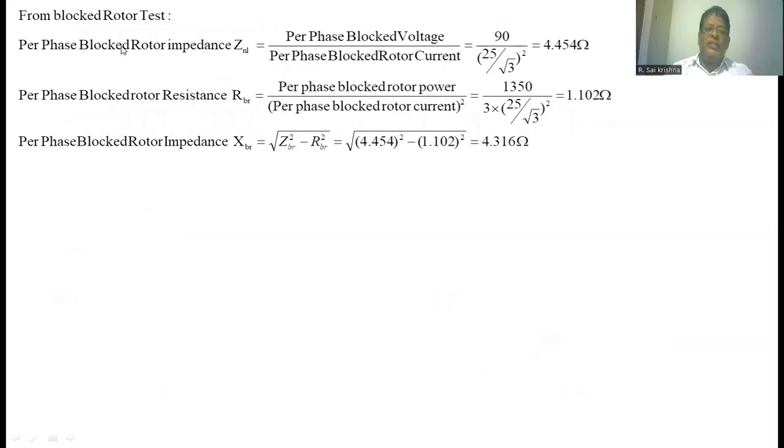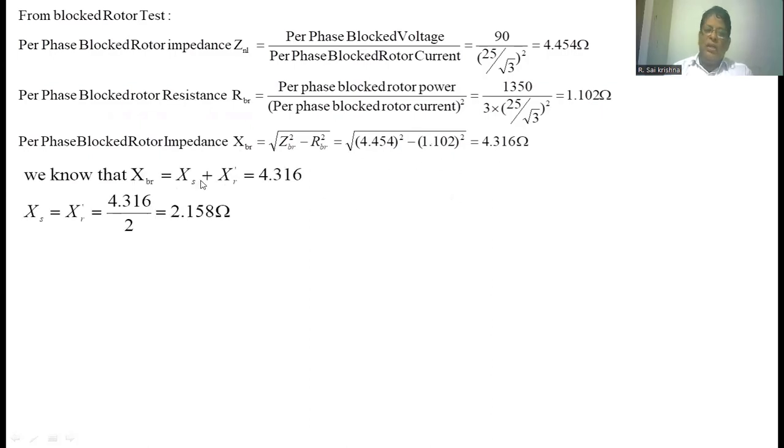Now from the blocked rotor test, per phase blocked rotor impedance equals blocked voltage divided by per phase blocked rotor current. So 90 divided by 25 by root 3, we get 4.454 ohm. Per phase blocked rotor resistance R_BR equals per phase blocked rotor power divided by per phase blocked rotor current squared. The total power divided by 3 gives the per phase power, divided by (25 by root 3) whole squared, which gives 1.102 ohm. Per phase blocked rotor reactance X_BR equals square root of Z_BR squared minus R_BR squared. Substituting all the values, we get 4.316.